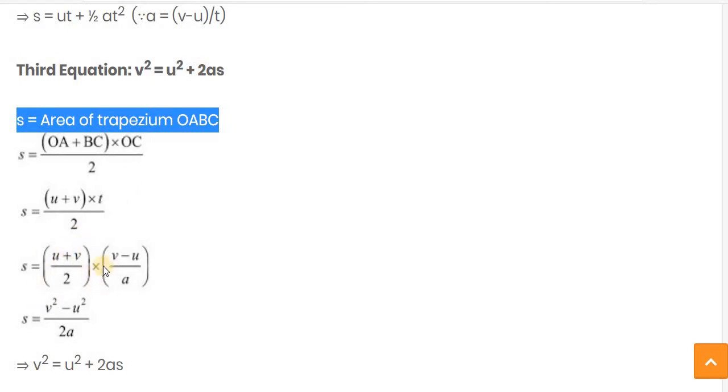So now let's multiply with each other. So we get V square. Here V plus U and V minus U. This is an identity of maths, means A minus B into A plus B, so we can write A square minus B square. Same here, we write V square minus U square, divided by 2A. This 2 is multiplied with this A, so 2A.